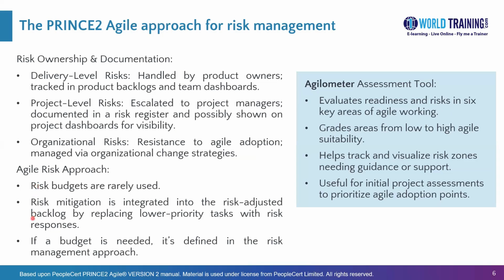And as I mentioned earlier, with the risk-adjusted backlog, it's possible that sometimes a specific user story may not be implemented just because there is a risk action which is higher priority. So that's called replacing low priority tasks or user stories with risk responses in that iteration. Any need for a risk budget will need to be defined in the risk management approach.